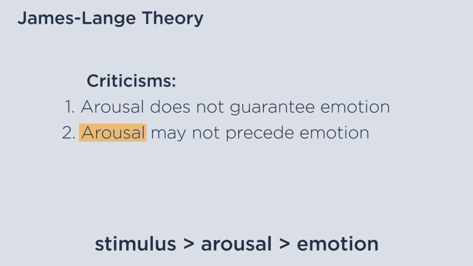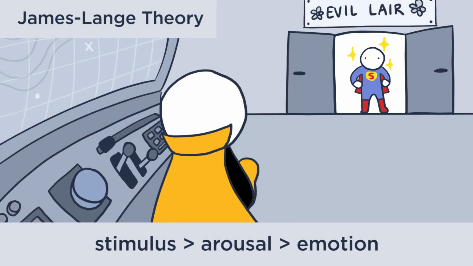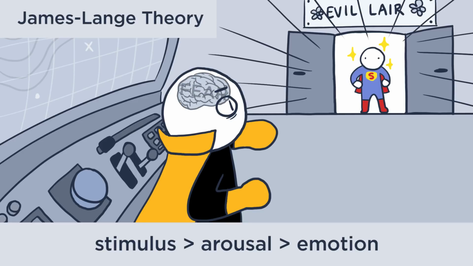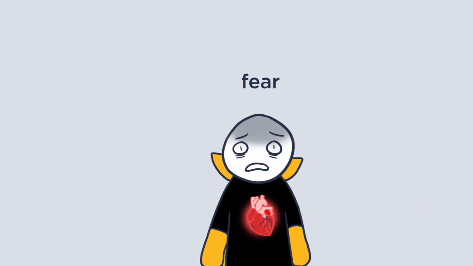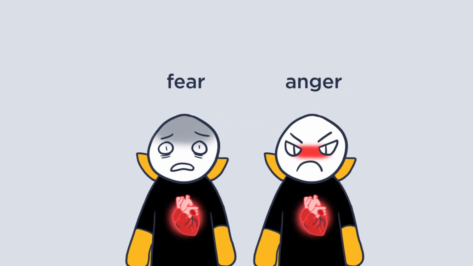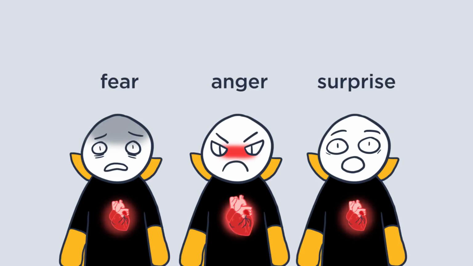Second, physiological changes can be too slow to precede the conscious experience of emotion. Our villain might feel scared as soon as he sees our hero, but it might take a few seconds for him to start sweating. Third, the same set of physiological responses are associated with very different emotional experiences. A faster heart rate could mean fear, but it could also mean anger, or surprise, or joy.